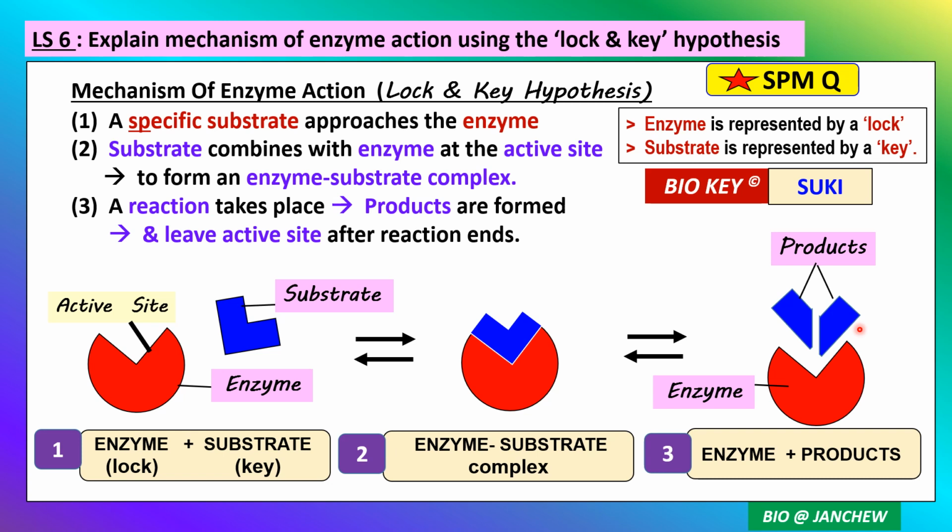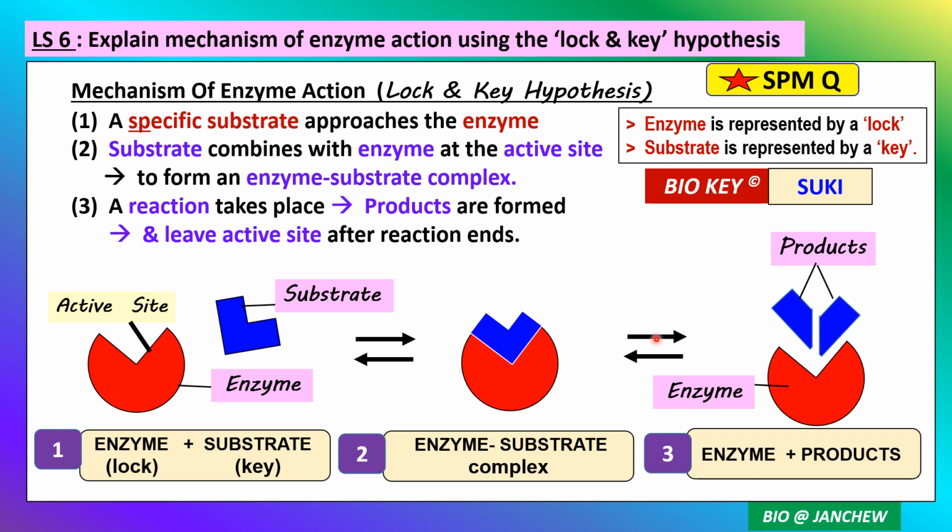Okay, and then what happens? The enzyme can be reused again because it has not changed in shape. It has not changed its shape or its structure at all. So it's still the same old enzyme and can be reused. So that's why enzymes are needed only in small quantities, because they can be reused again.